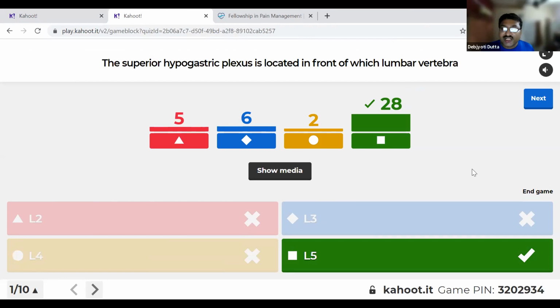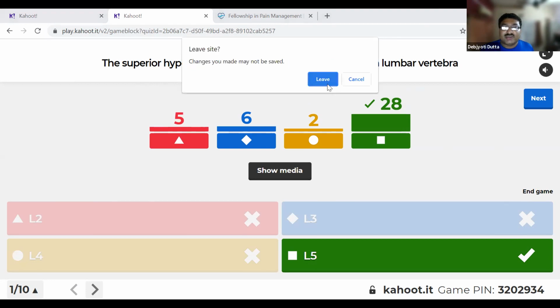Okay, but how to end this game? There is no way. Okay, let me stop and reconnect completely. Otherwise there is no way, we have to leave and reconnect. Kanchan, you close it, boss. Okay.